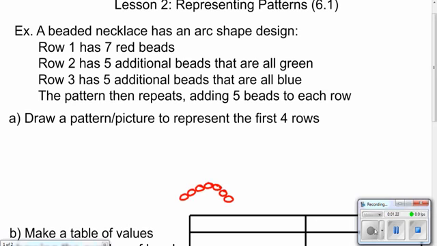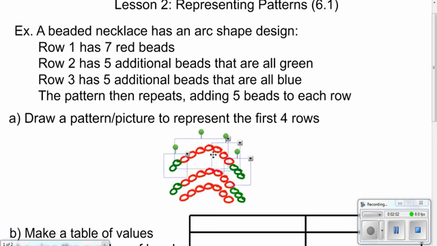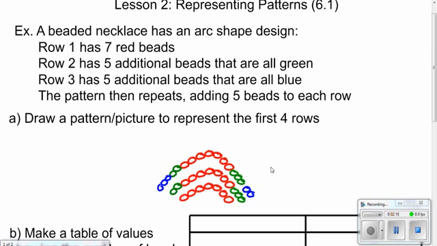Okay, so there's row 1 and it has 7 red beads. The next row is going to have the same, but it's going to have 5 beads that are green. So let's add that in. Okay, and then the next row again has the same, but then it adds 5 blue. And so on and so on. And then you can draw the fourth row. I'm not going to draw the fourth row. You can draw the fourth row.